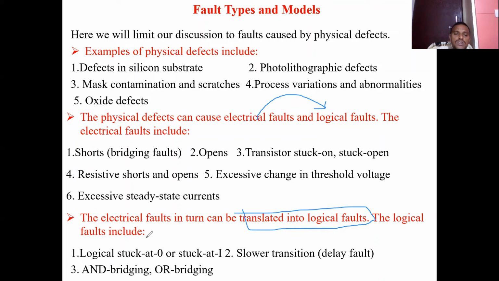The logical faults include logical stuck at 0 or stuck at 1. Stuck at 0 and stuck at 1 means, suppose this is one circuit.